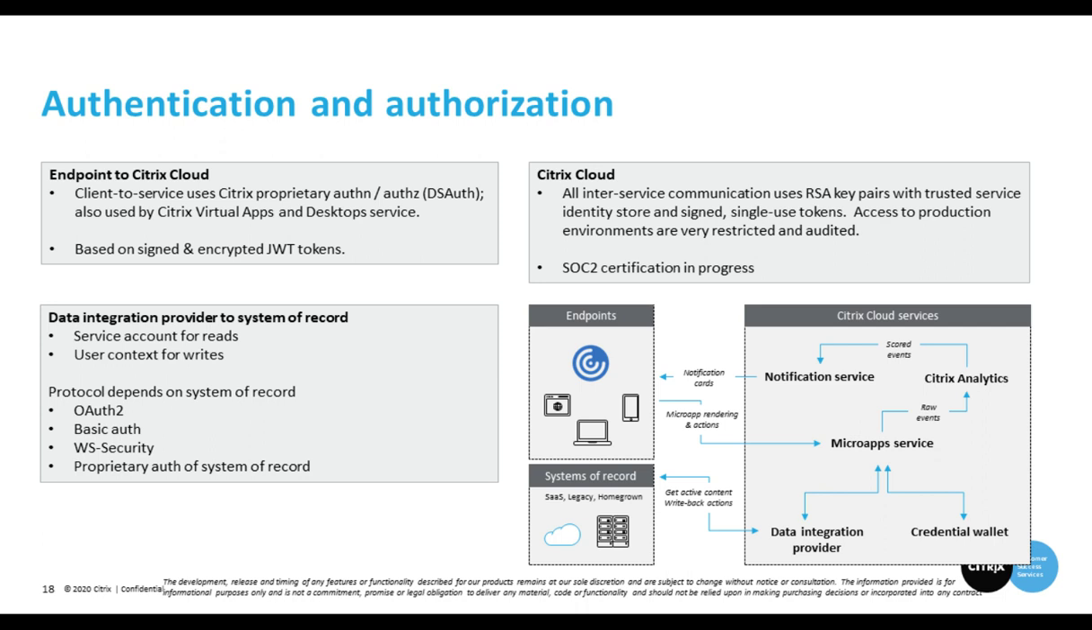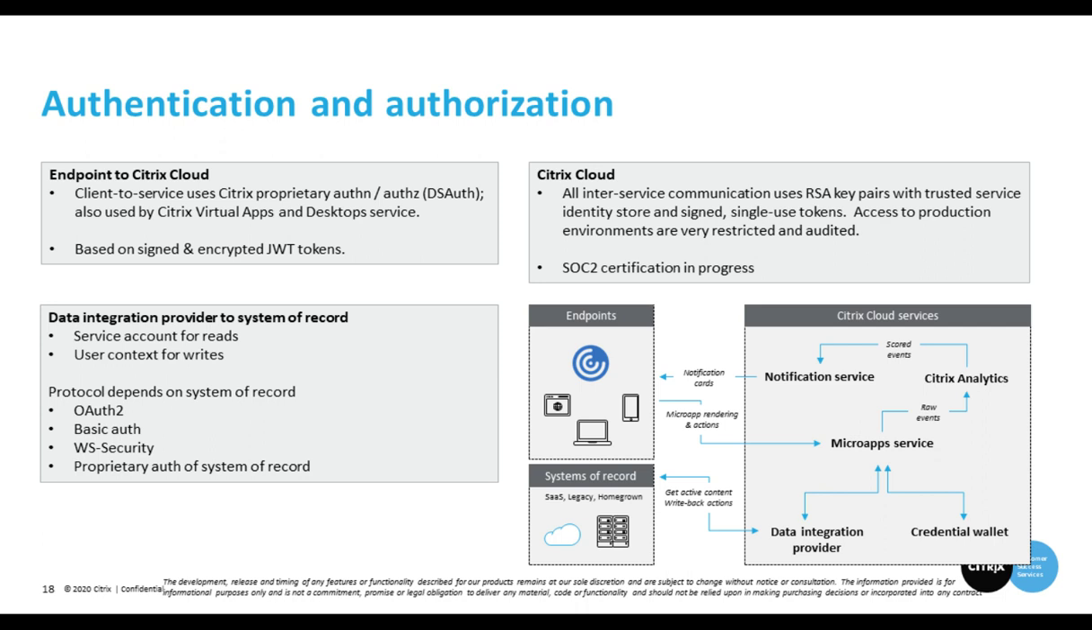So just kind of get a rough idea of how that would work. In this case, the identity integration provider for that system of record is, again, using that service account for a read. It's also using the user context for writes. And the protocol that you're using is going to really depend upon that system of record. In most cases, we would recommend OAuth v2.